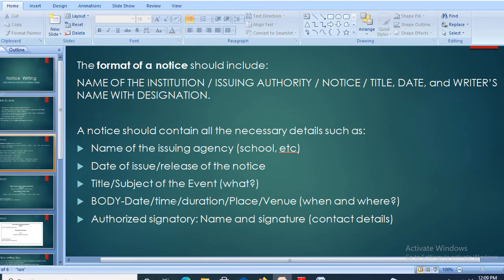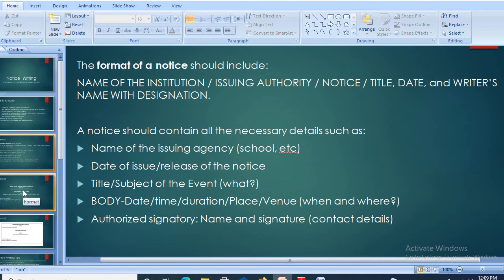So date, time, duration, place, venue, these things are important. Authorized signatory, that is name and signature, and the contact details. The contact details have to be given properly. And then date, time, duration, place or venue has to be mentioned properly. These things are very, very important.